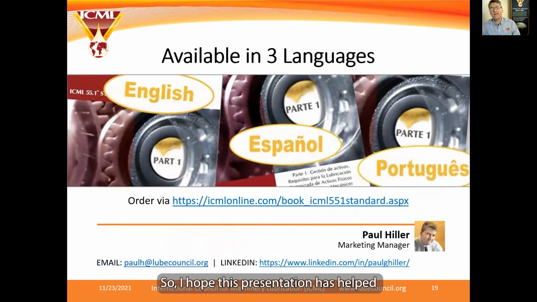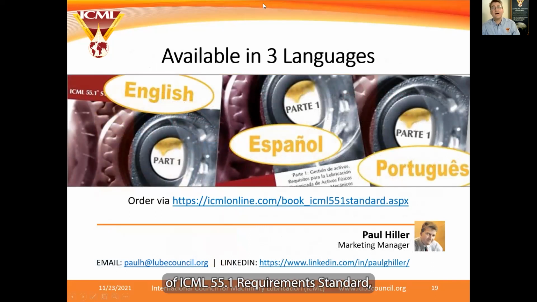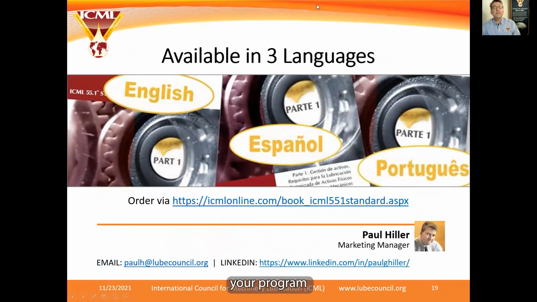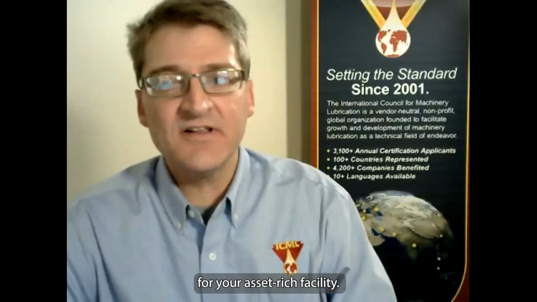So I hope this presentation has helped you see and make sense of the valuable practical structure of ICML 55.1 requirement standard, which is available in English, Spanish, or Portuguese languages. And I hope you're inspired to use the standard fully to organize your program and establish and reach the best possible goals for your asset-rich facility.